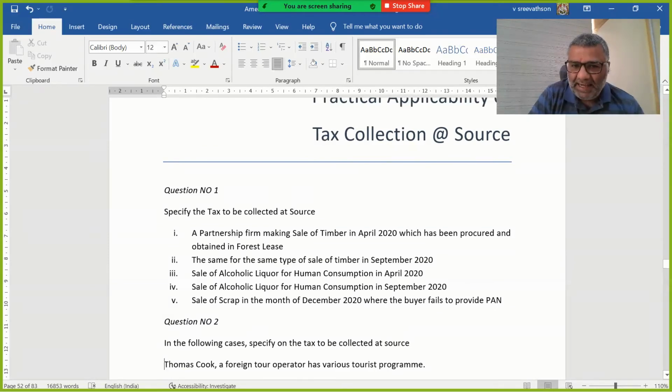Specify the tax to be collected. I actually put this in for these COVID rates. Okay, specify the tax to be collected at source in the following cases. A partnership firm making sale of timber in April 2020, which has been acquired by forest lease.